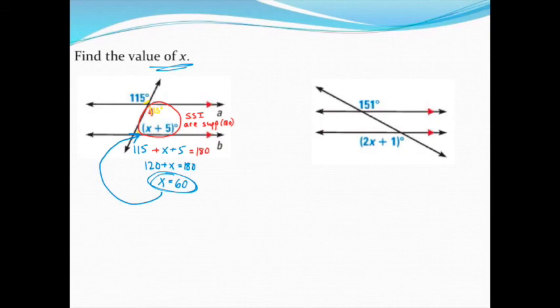So for example, x plus 5, 60 plus 5 would get me 65 for this angle. 65 and 115 do add up to 180. So it's a good way to check and make sure you've done it right.